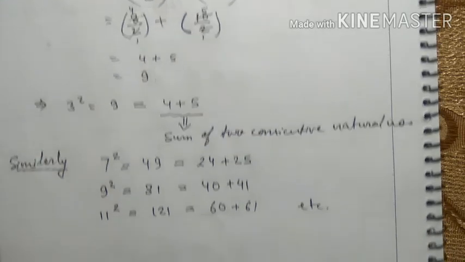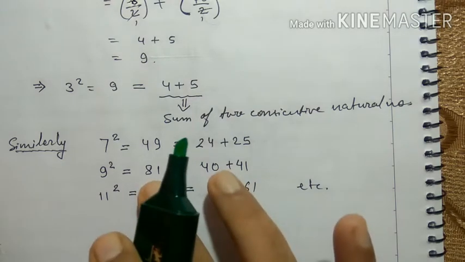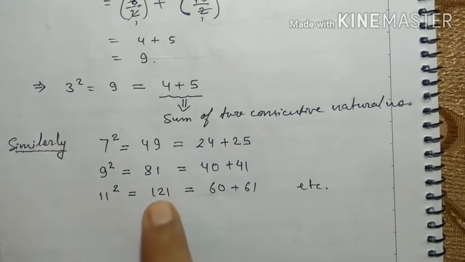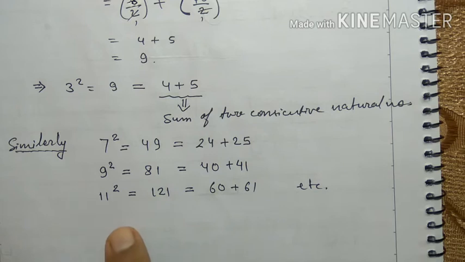The same way, if 11 square is given, we all know 11 square is equal to 121. So 11 square can be expressed as (11 square minus 1) by 2. So 121 minus 1 is 120, and 120 by 2 is 60, and (121 plus 1) by 2 means 122 by 2 is 61. So 121 can be expressed as 60 plus 61.